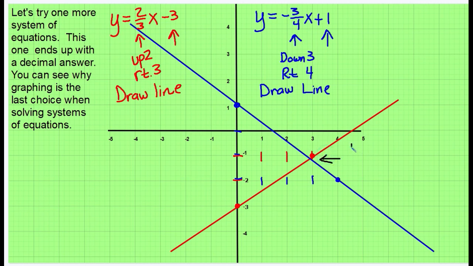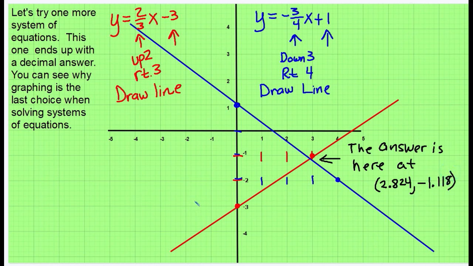So the answer is where they meet. Now I used a program to figure out the answer because it was a really big decimal. And it's 2.824, comma, negative 1.118. If you put those numbers back into each equation, they will make them both true, so that way you know that they are the solution to your system of equations.